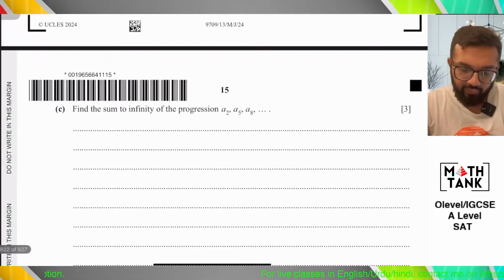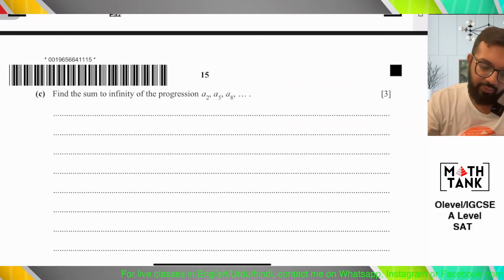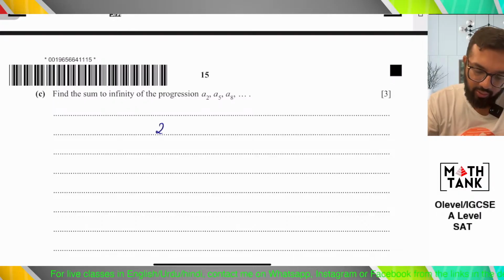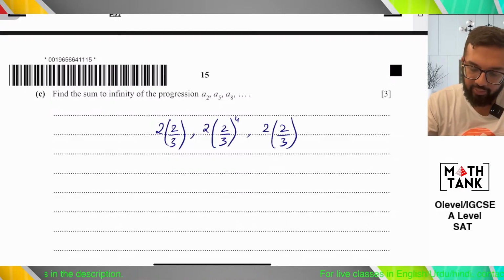Okay, find the sum to infinity of the progression, this a2, a5, and so on. So a2 should be 2r. R is 2 over 3. Then a5 should be 2 over 3 power r minus power 4. And then 2 into 2 over 3 power 7.